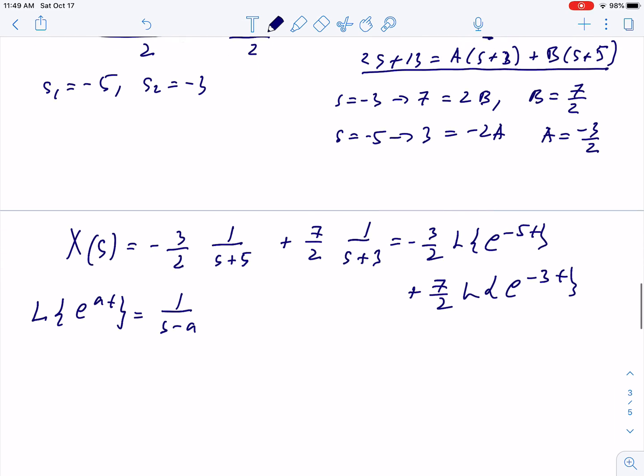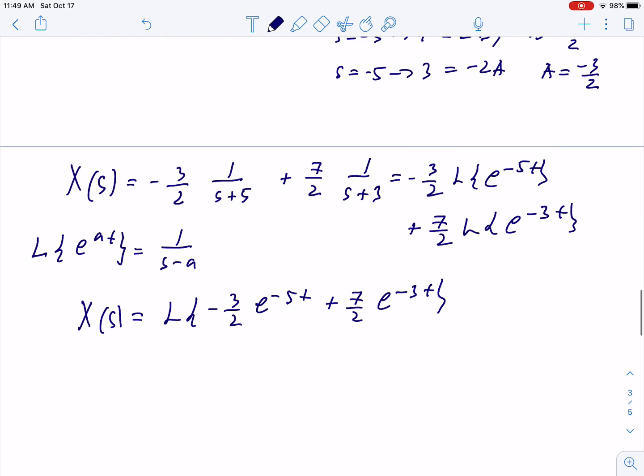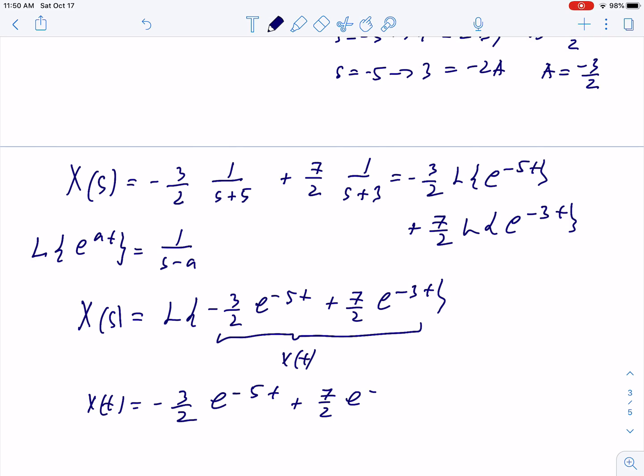Collecting everything inside L, I can write the big X as Laplace of negative 3/2 exponential negative 5t plus 7/2 exponential negative 3t. Inside the braces we find our solution. X small of t will be negative 3/2 exponential negative 5t plus 7/2 exponential negative 3t. This is it. This is our solution.